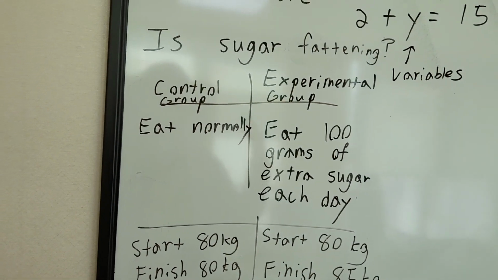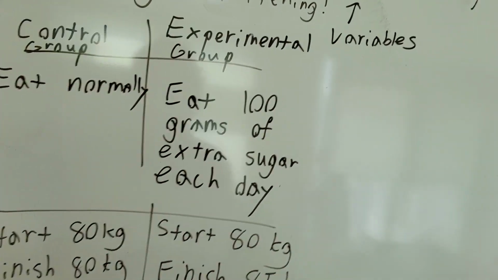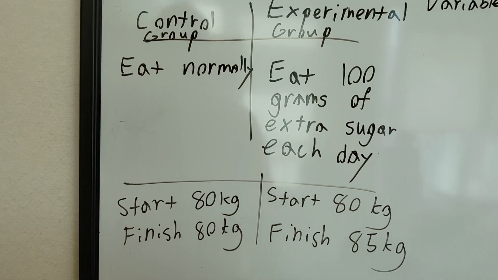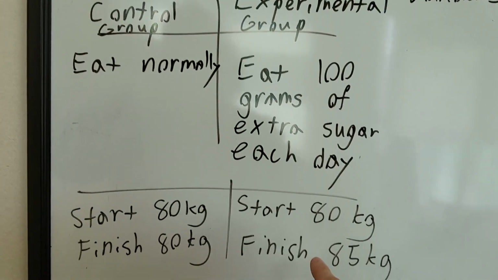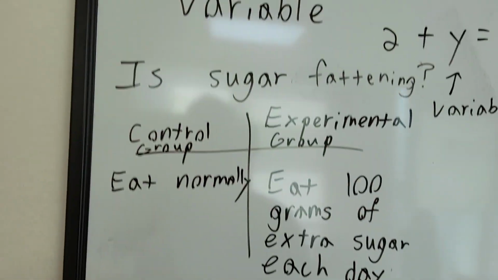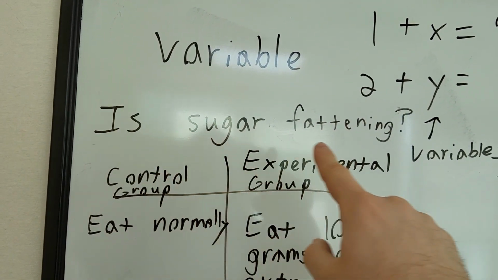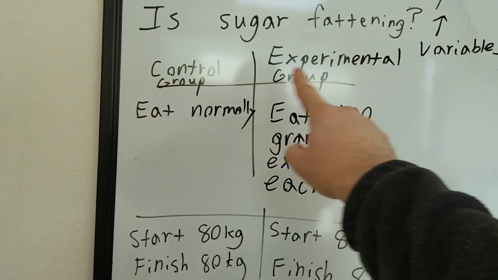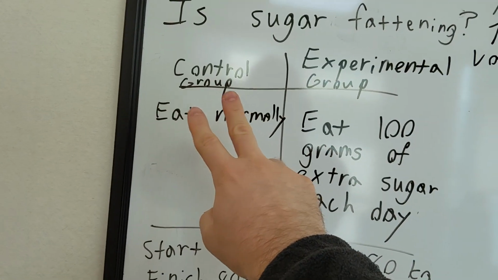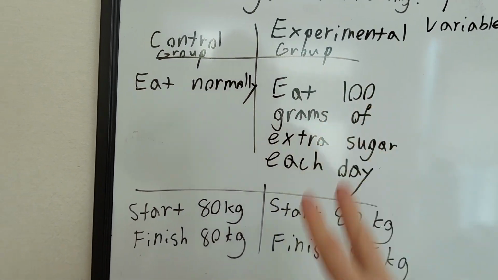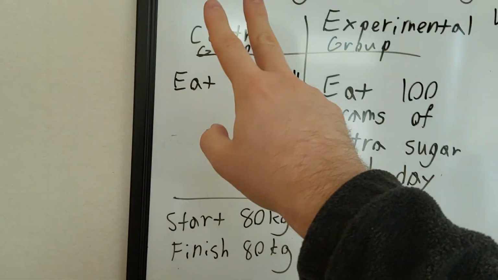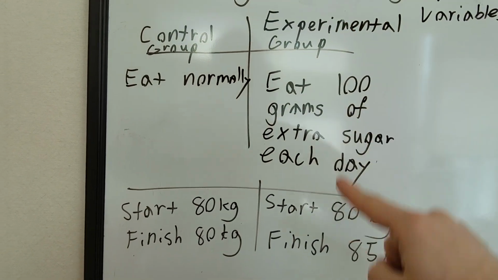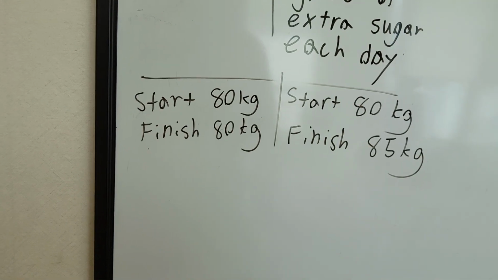Now if you saw my correlation video, you know correlation is not always causation, but this is a pretty strong piece of evidence that sugar is probably fattening, because we only had one variable here. We had people eating normally, we had people eating extra sugar, and the control group stayed the same weight. The experimental group gained 5 kilograms.